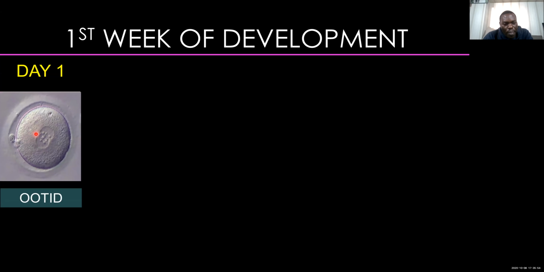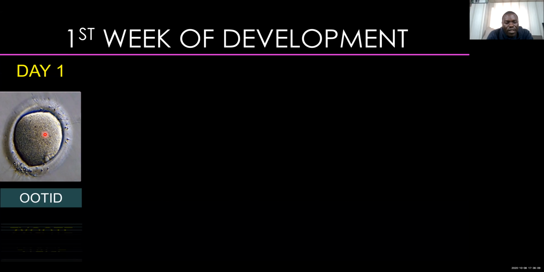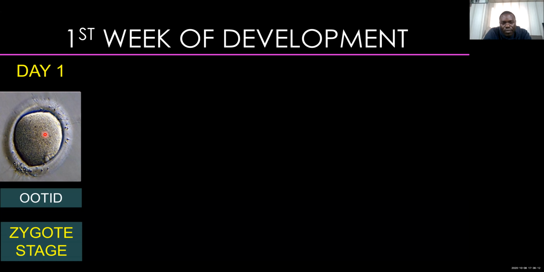From this ootid stage of development, the two pronuclei are going to fuse so that eventually we have a single cell with a single nucleus that is now diploid. And that single cell with a single nucleus is what we call the zygote. So on the first day, we have the zygote. Development begins with the zygote.